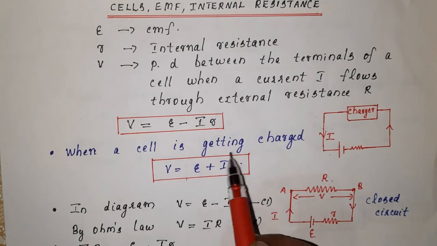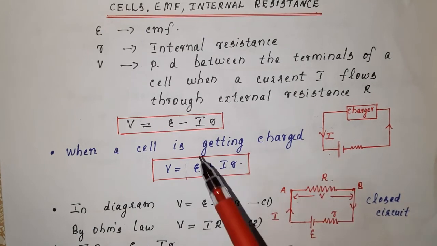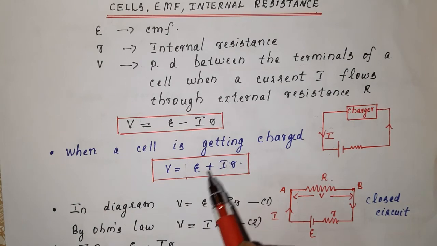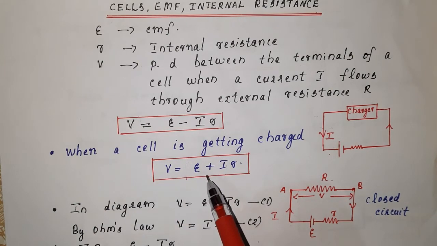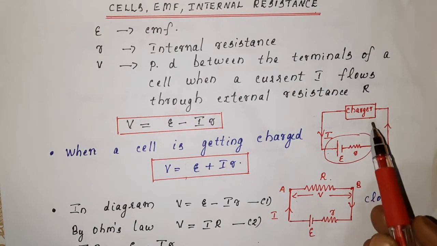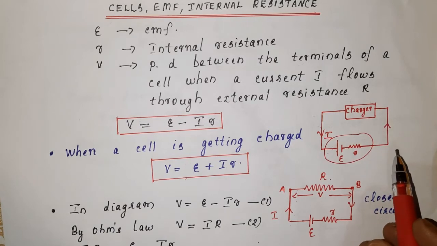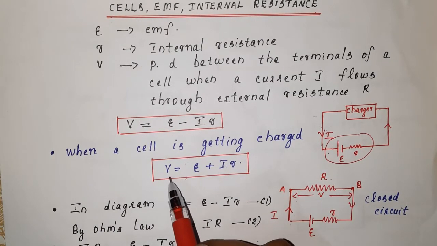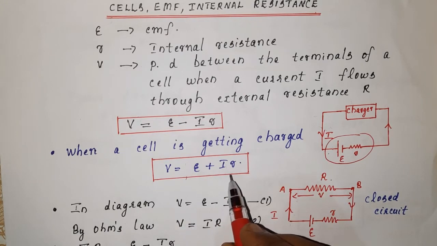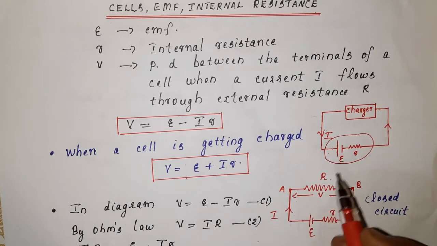Now, when a cell is getting charged, the case is different. The equation becomes, the terminal potential difference V is equal to epsilon plus IR. This diagram shows a cell getting charged. So for a cell which is getting charged, the terminal potential difference is given by V is equal to epsilon plus IR.